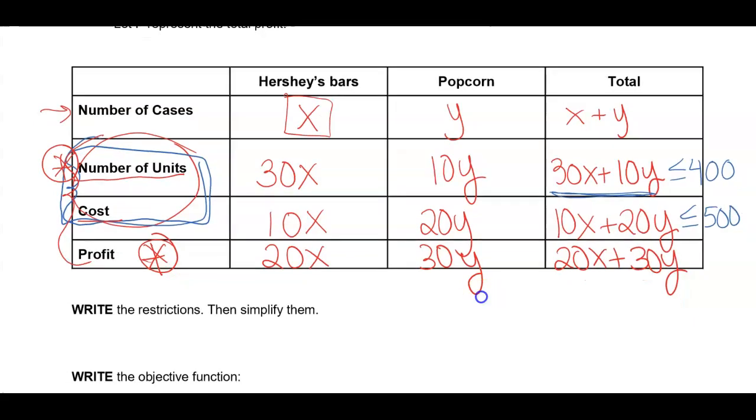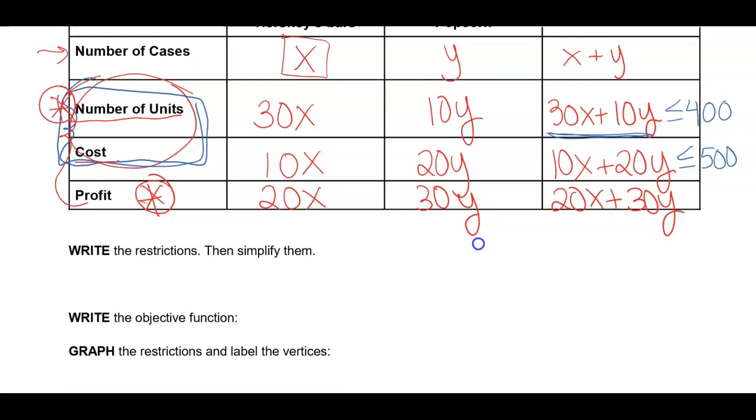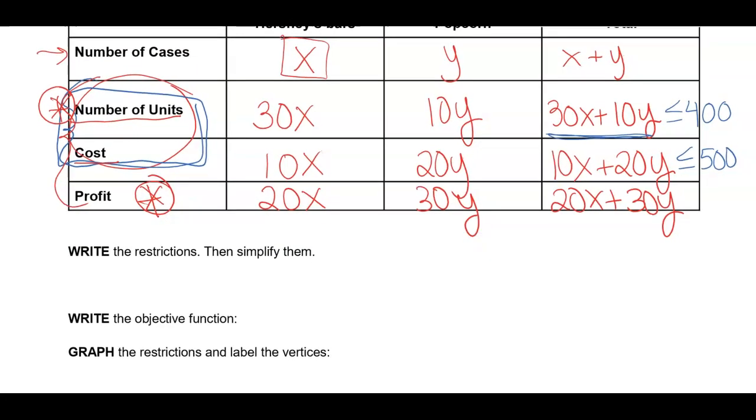I'm going to divide everything by 10 in both of those equations. Is that okay with everybody, to make the numbers a little bit simpler? So that first restriction would say 3x plus y is less than or equal to 40. And the second one would say x plus 2y is less than or equal to 50. And then there's actually two more restrictions.